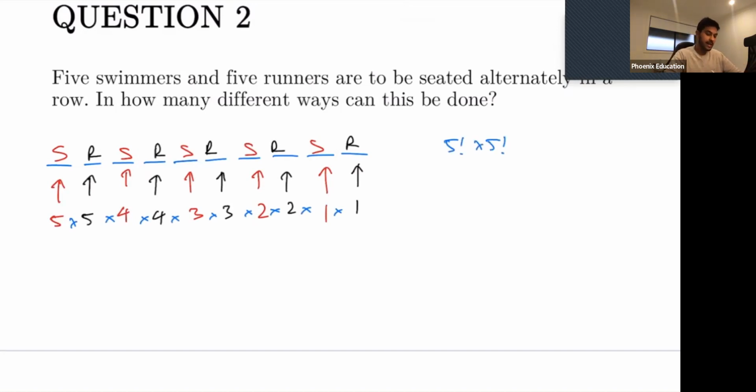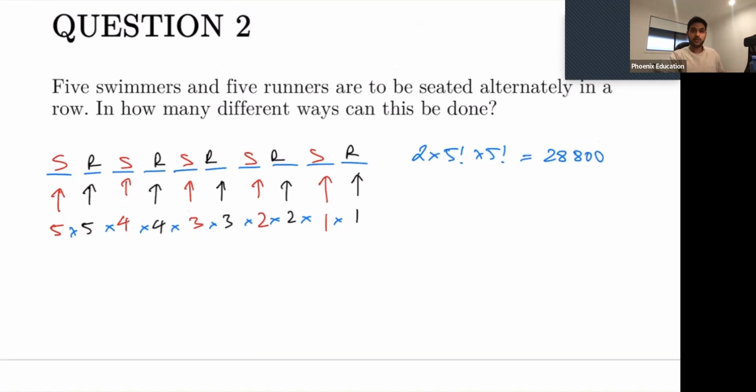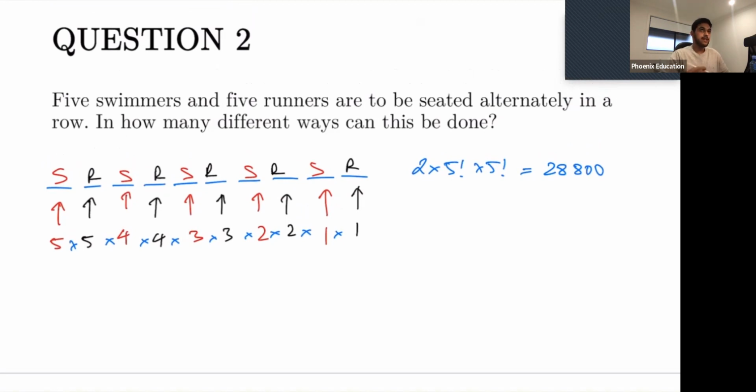But we're not done yet, because we could also have the arrangement so that the runners are seated first. So we could have runner, swimmer, so pretty much the other way around. So we'll multiply this by 2 to account for those cases, and this comes out as 28,800 if we plug it in. Okay, I'll give you guys just a second to think about that. This one's pretty straightforward, so hopefully this one's okay.